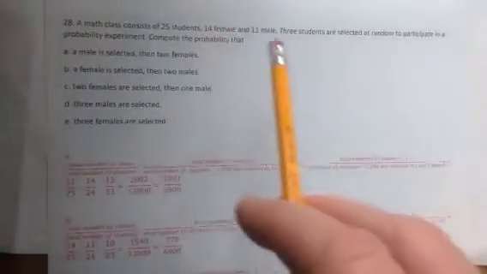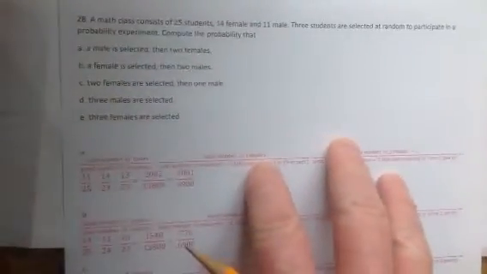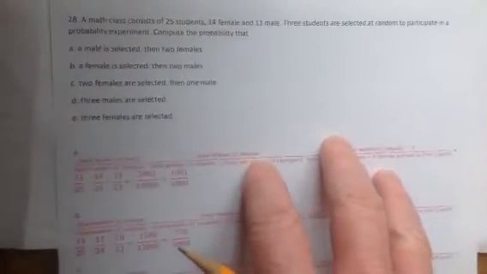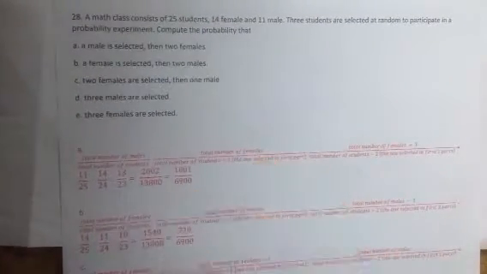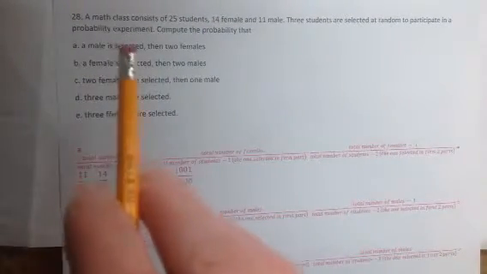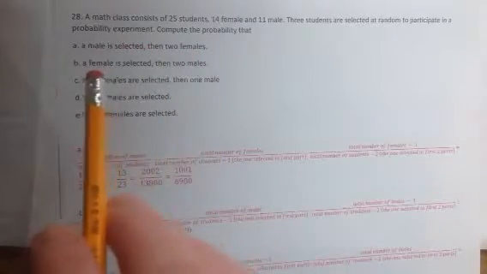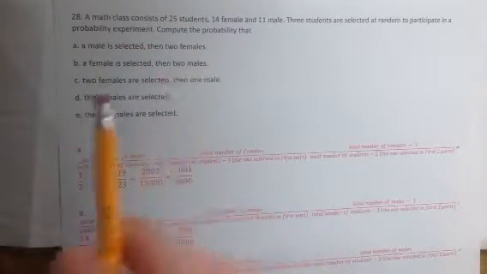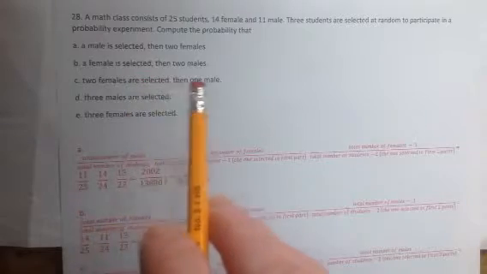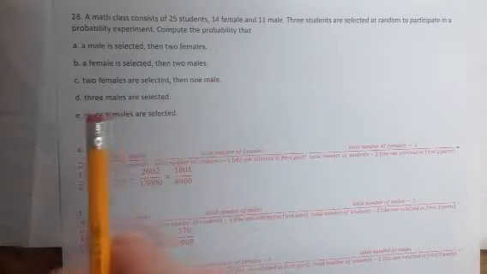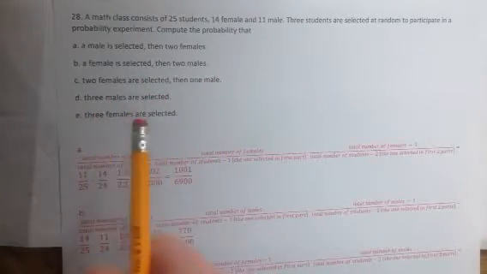Now we make it a little more complex. We have a math class consisting of 25 students, 14 female, 11 male, and 3 students are selected at random to participate in a probability experiment. Compute the probability that a male and then 2 females are selected, a female is selected and then 2 males, 2 females are selected and then 1 male, or 3 males are selected, or 3 females.